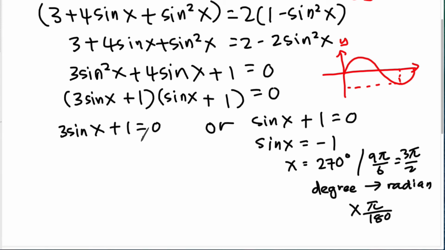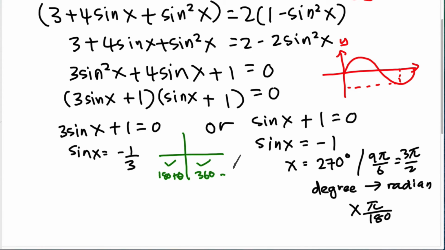It's not really hard. Okay, for this one I know my sine x is equal to -1/3. Then this one you have to think. Let's say I got 4 quadrants. In which quadrants will my sine get negative? The answer will be third and fourth. Third, we call 180 plus angle, and the last one is 360 minus angle.